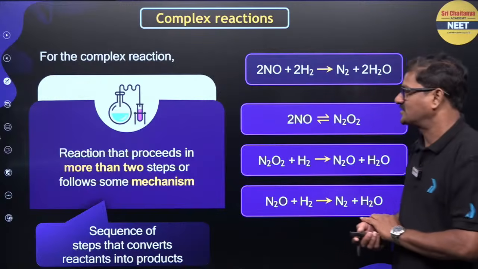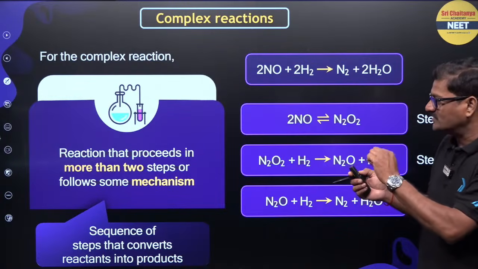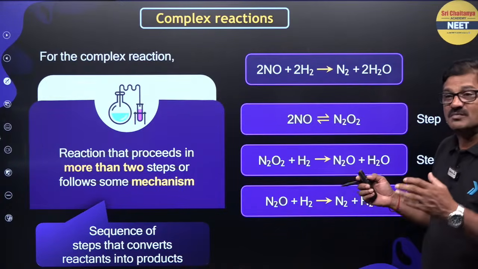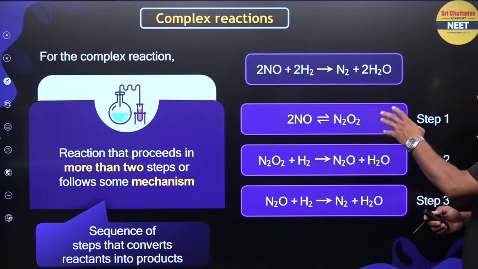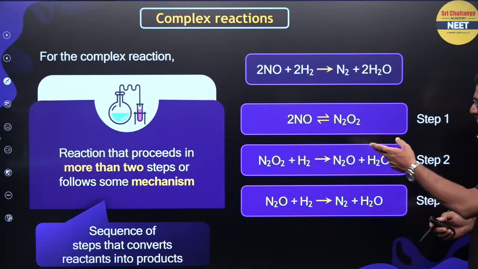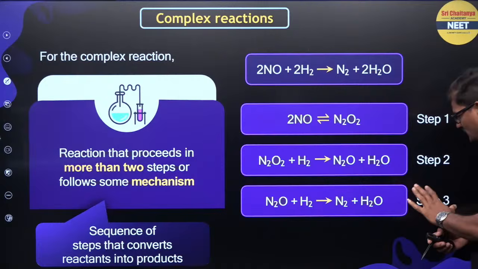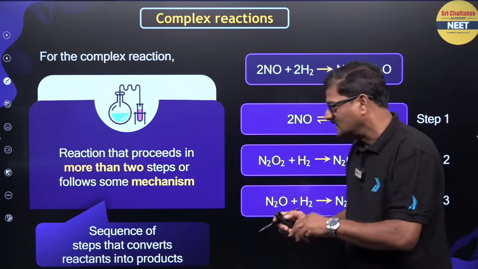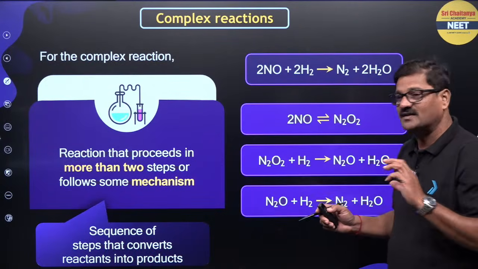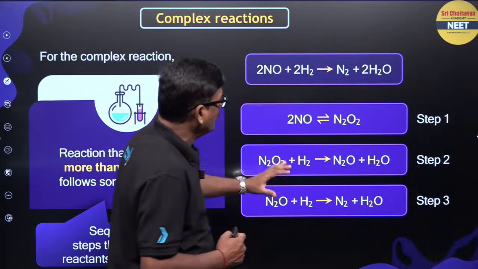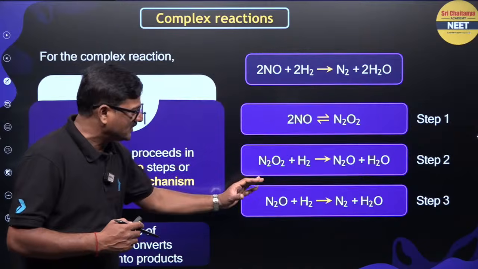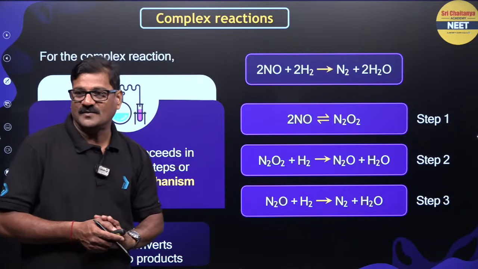So for complex reaction, the reaction that proceeds in more than 2 steps follows the mechanism, and 2NO plus H2 gives us N2 plus 2H2O, 2NO gives N2O2, N2O2 plus H2. So step 1, step 2, step 3. So we have already seen this. The sequence just converts the reactant to the products, and these step 1, step 2 and step 3 are of the overall reaction.